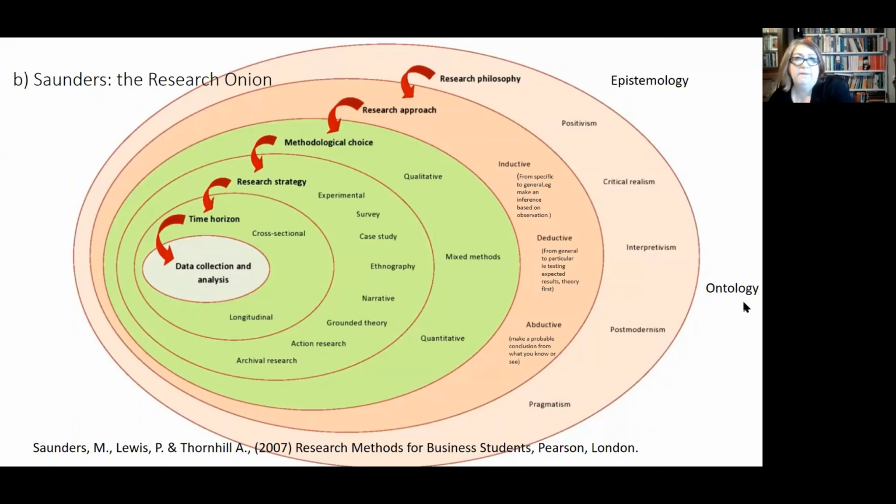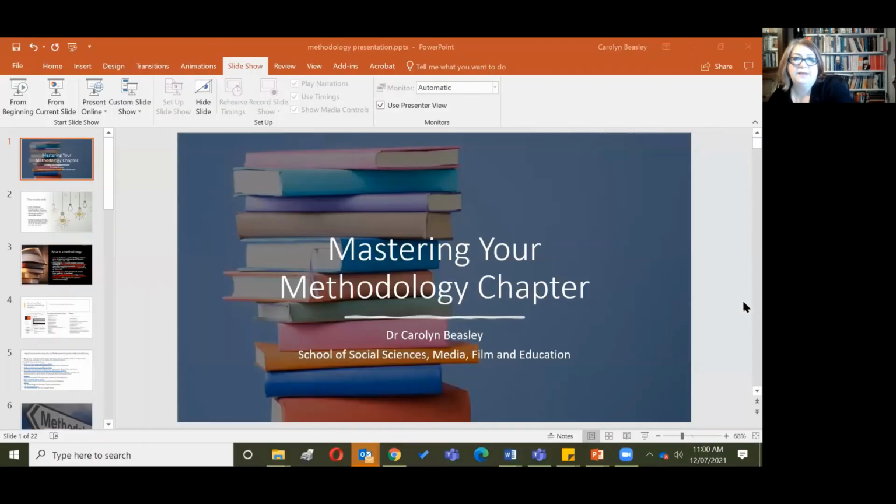And my computer's decided to freeze. That's not so helpful. Maybe I'll just, as my computer is thinking, oh, there we go.